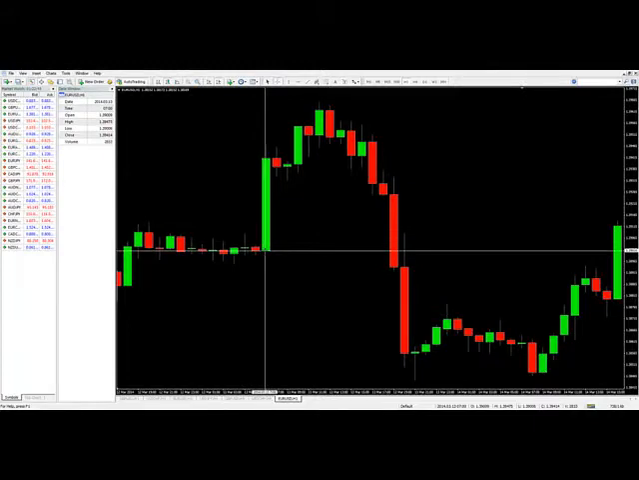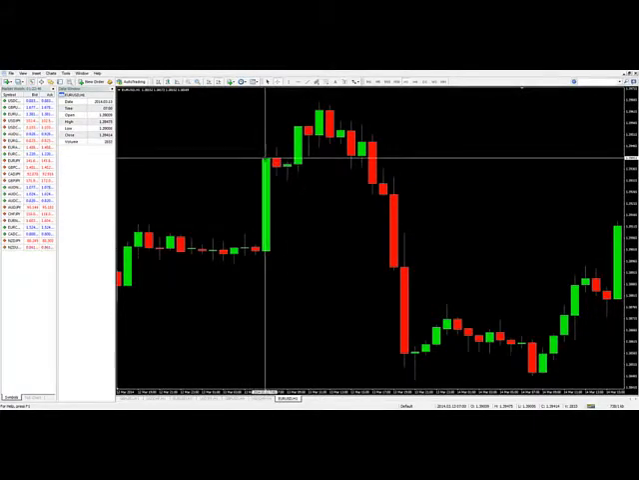We actually began at this price, which is 1.3901, and went all the way up during this hour to 1.3941. We had a high of 1.3947 and a low of 1.3900.